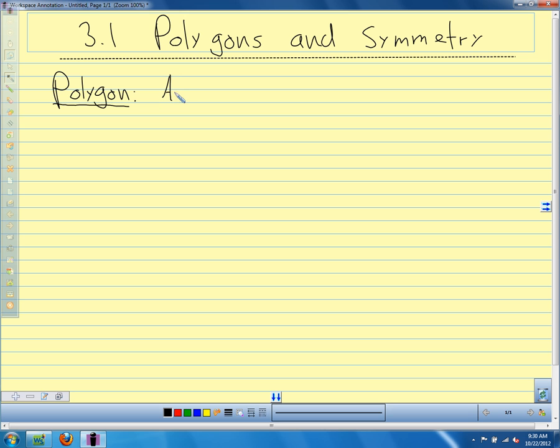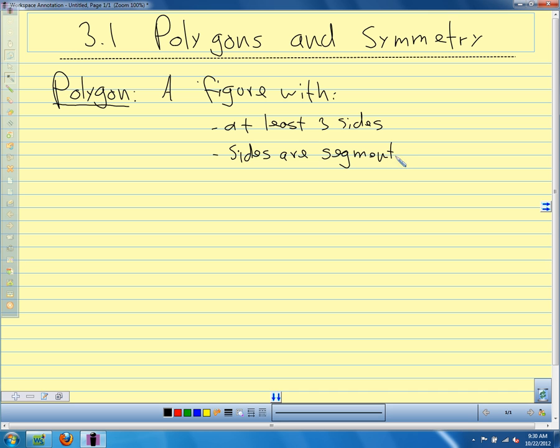So, a polygon is a figure with, and we came up with a list. It has at least 3 sides. The sides are segments. We said that we had to be in a plane. So polygons are flat.